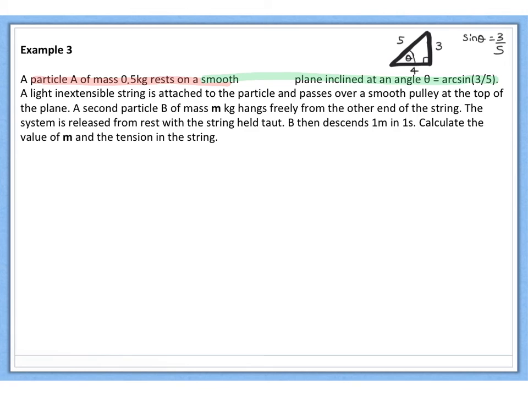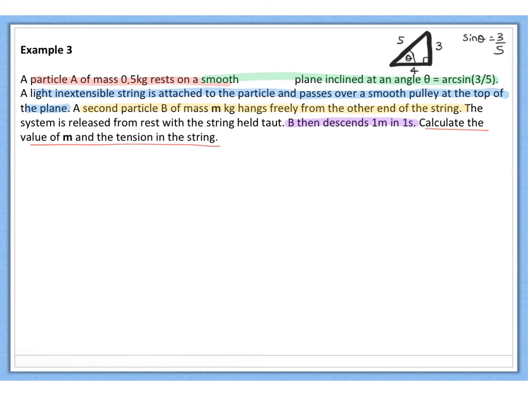A light, inextensible string is attached to the particle and passes over a smooth pulley at the top of the plane. A second particle of mass m hangs freely from the other end of the string. The system is released from rest with the string held taut, and then B descends 1 metre in 1 second. We have got to calculate the value of m and the tension in the string.